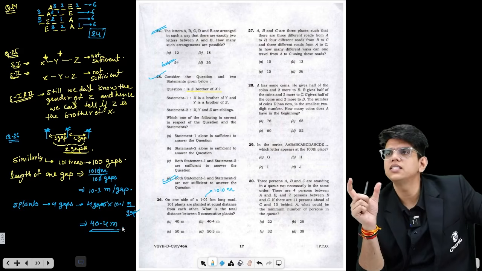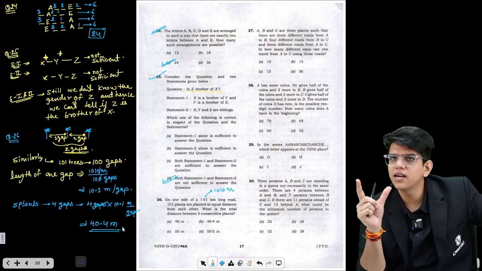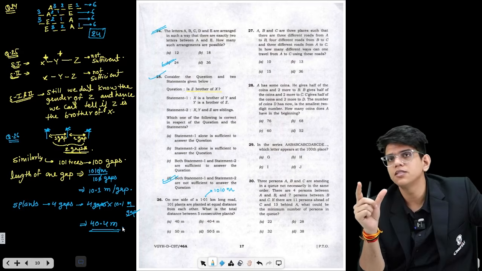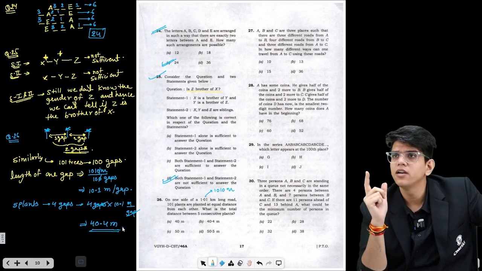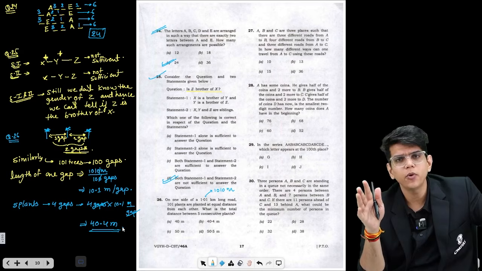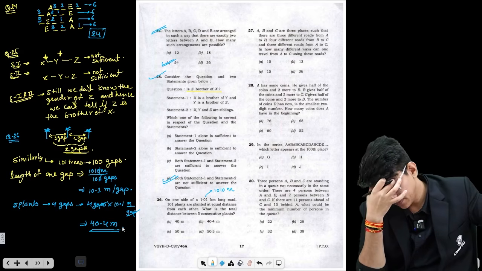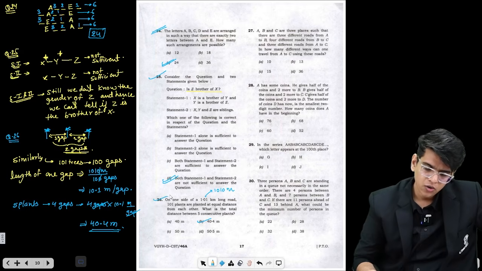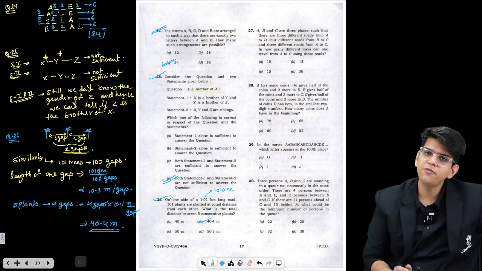So the distance of 5 consecutive plants is nothing but equal to the length of 4 gaps. One gap is 10.1 meter. So the total length will be 40.4 meter. Done? Right? Easy question hai ye bhi. Just understand how many gaps are there between consecutive things.